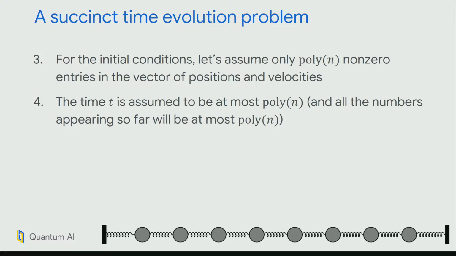So what's left is the output, right? The output was, again, the position and velocity of every particle or every ball at time t. So we can't do the same trick that we did for the inputs there.